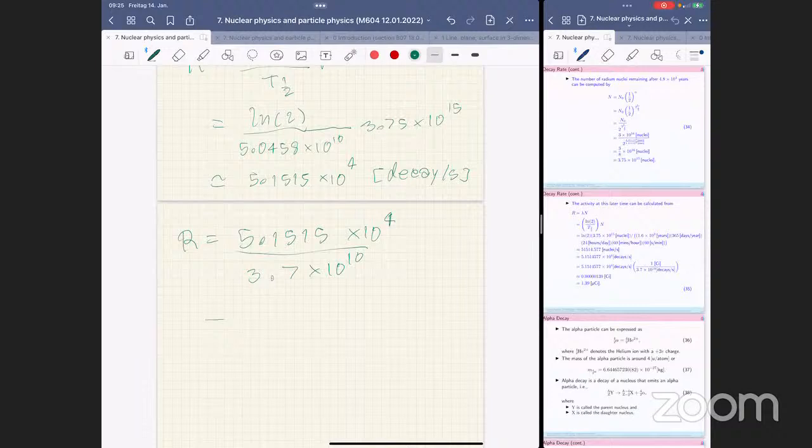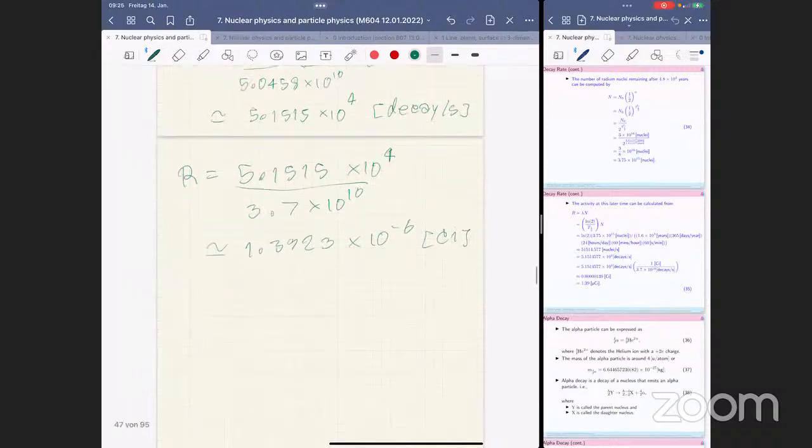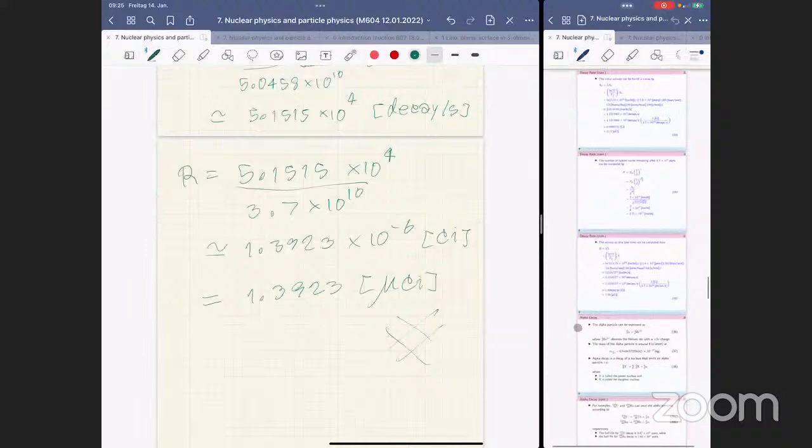3.7 E10. You get a result as 1.3923 times 10 to negative 6 Curie right now. And if you want to express it in micro scale, it's going to be simply 1.3923 micro Curie, like that, and that's the result as equation 35 right here. So now we finish the decay rate at the moment.